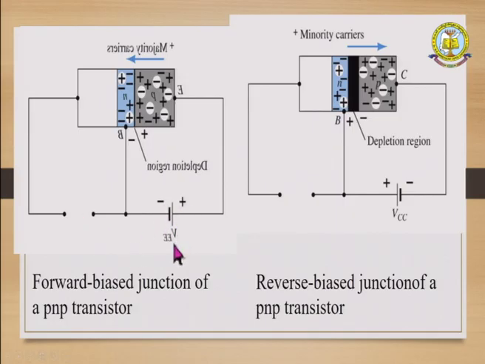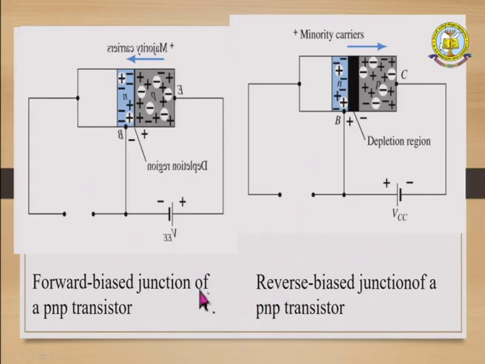After that VEE, the forward bias junction of a PNP transistor. PNP transistor also has plus and minus. This is the majority carriers. Which one is the majority carriers? In the PNP transistor these are the majority carriers. Another one, at the same time, is a PNP transistor. This is also a PNP transistor.